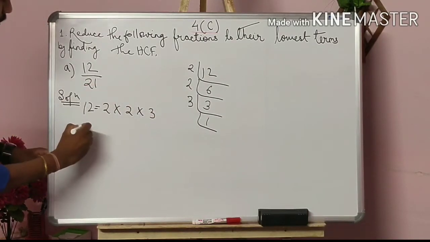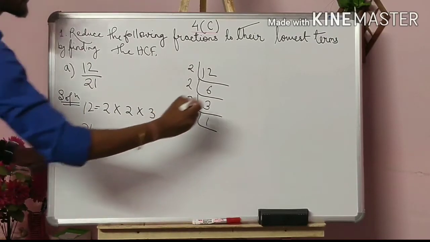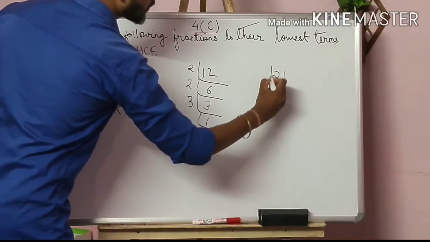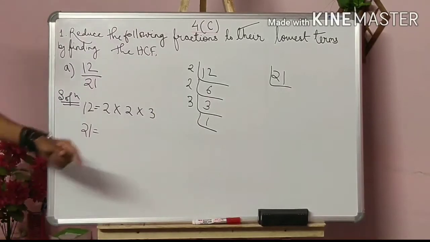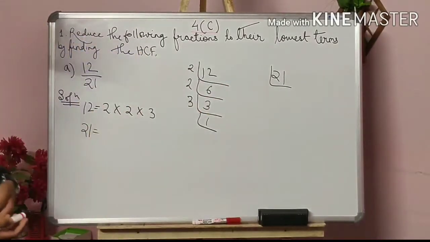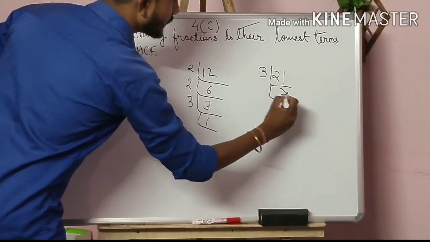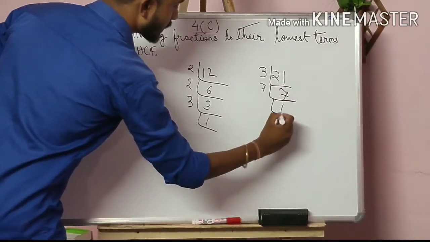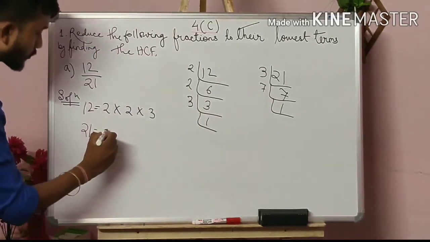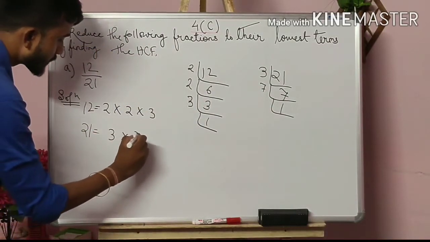Again you find the prime factorization of 21. Do it. I am doing it on the right side. I think for 21 it will come in 2 steps. You see, 3 sevens are 21. Again 7 ones are 7. So what I have got is 3 and 7. I am going to write it here: 3 and 7.